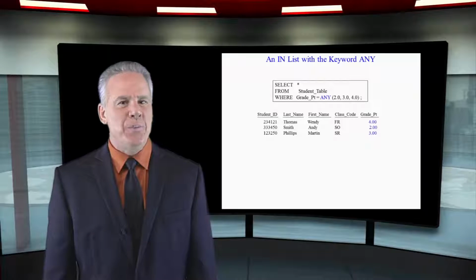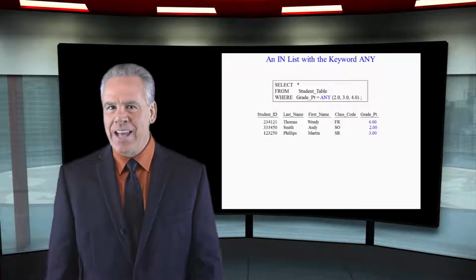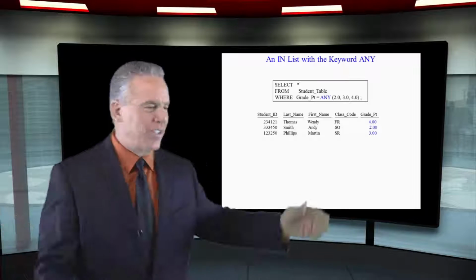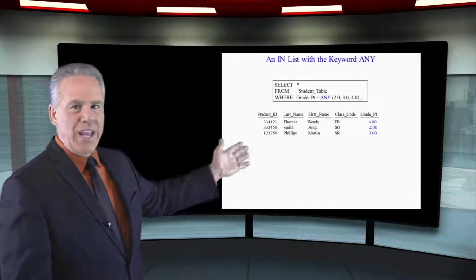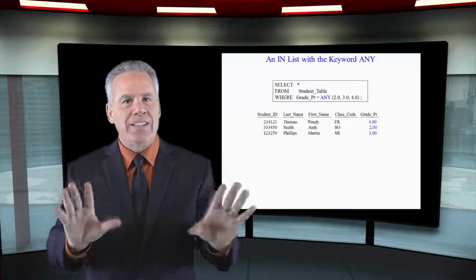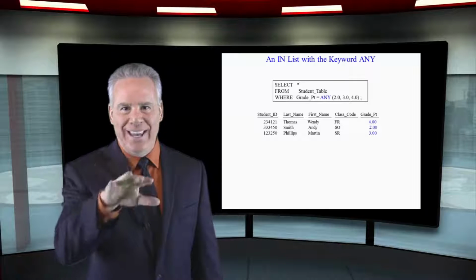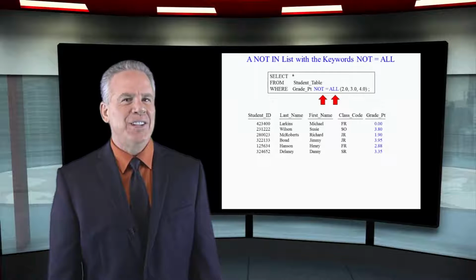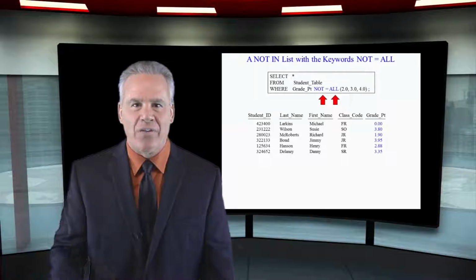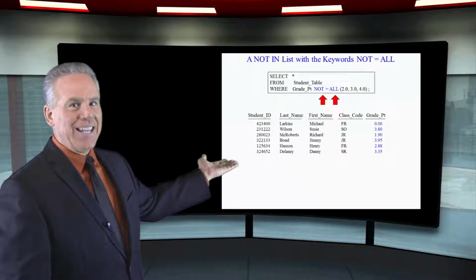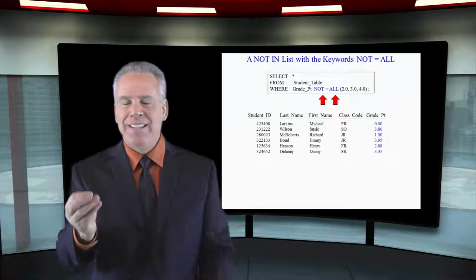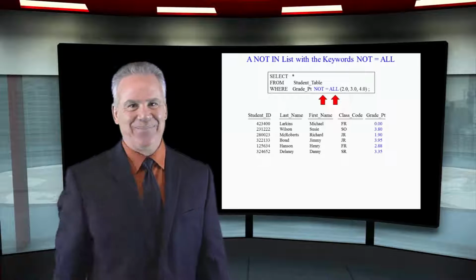Here's a technique that you might see out there if you've been asked to modify someone else's SQL. This is the same as an IN list, where grade point equals ANY (2.0, 3.0, 4.0). Same thing as grade point IN. This is another example that I don't think is quite as clear, but you could see out there, where grade point not equal to ALL (2.0, 3.0, 4.0), same as a NOT IN.